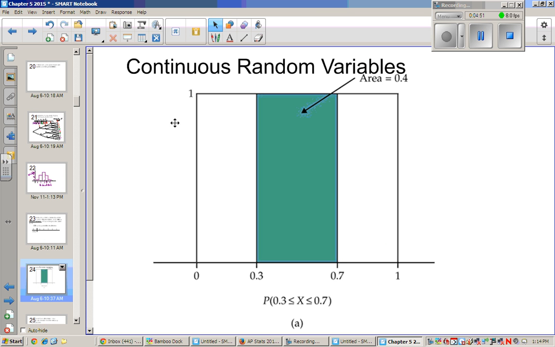Now, there's one more thing that we want to talk about, and it's continuous random variables. When we're looking at continuous random variables, this kind of looks like a histogram, but it's not. It's really a density curve. And in this density curve, we can find probabilities. This is called a uniform density curve when it's straight across. The probability is theoretically equally possible for anything.